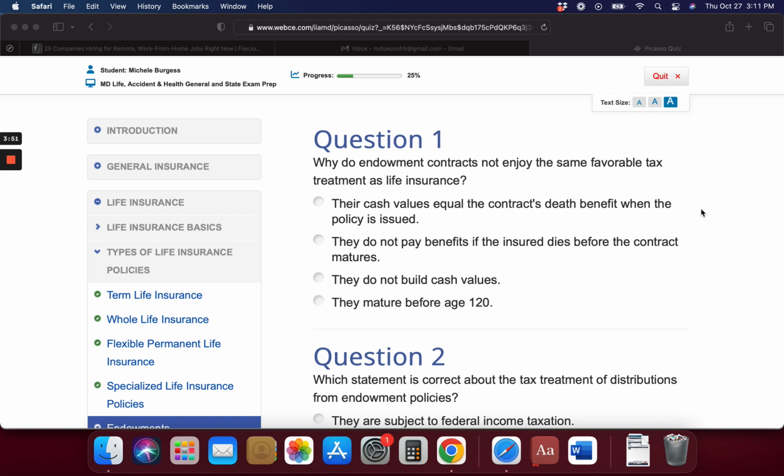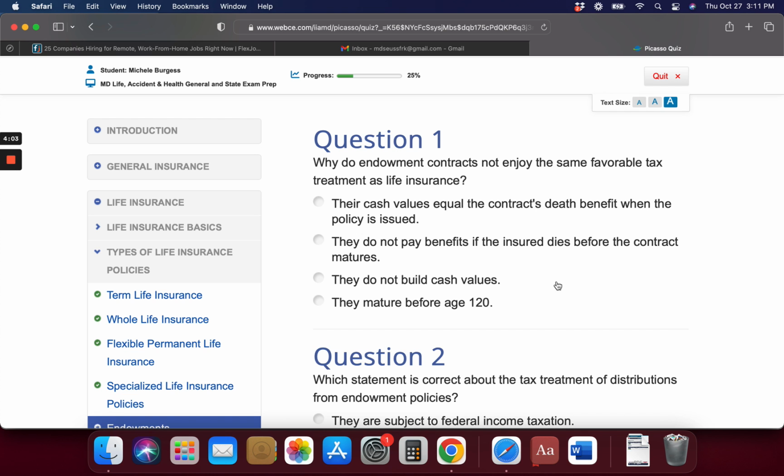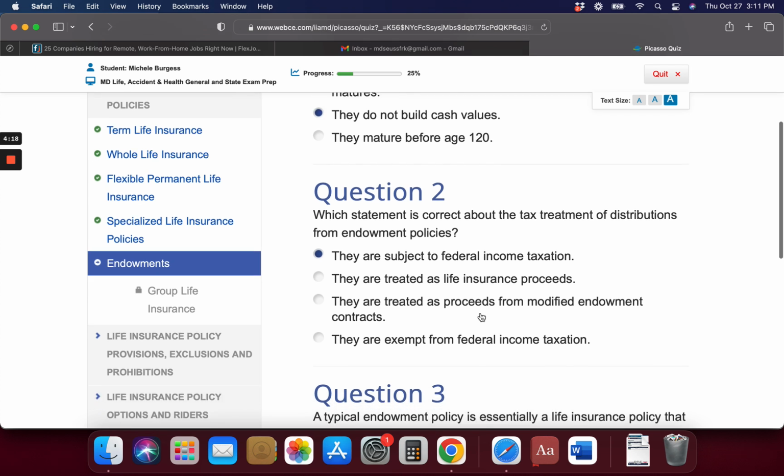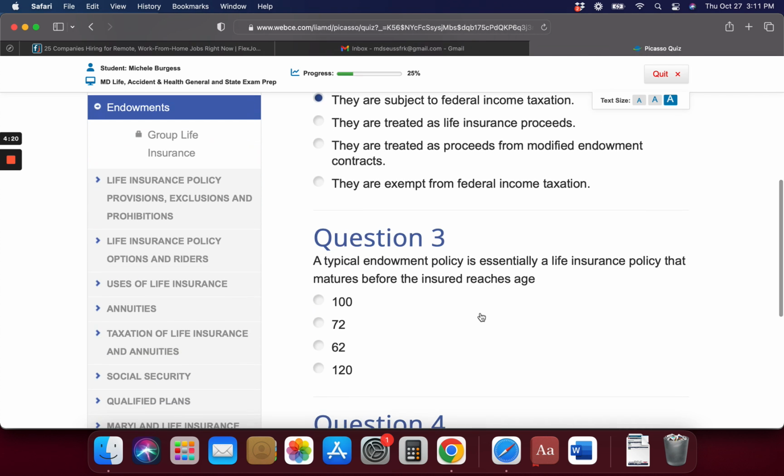Alright, this is going to be a short and sweet video. Why do endowment contracts not enjoy the same favorable tax treatment as life insurance? They do not build cash values. Which statement is correct about the tax treatment of distributions from endowment policies? They are subject to federal income taxation.